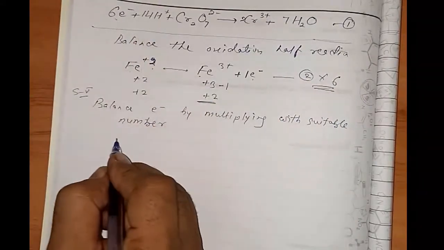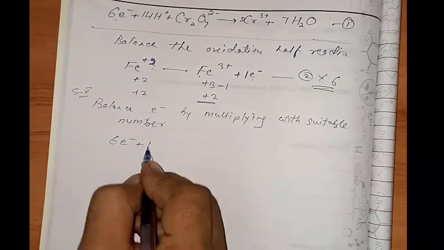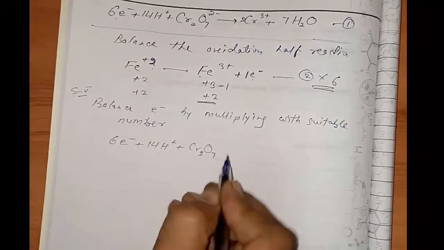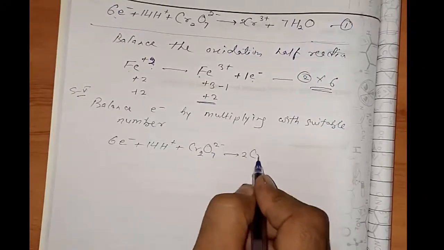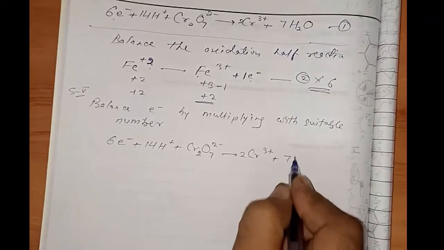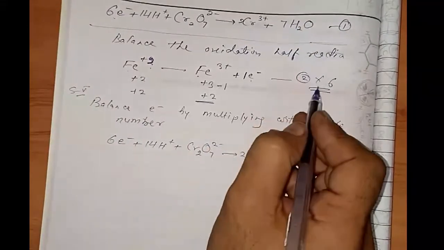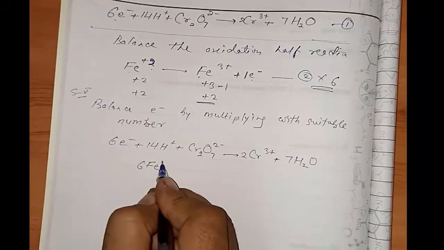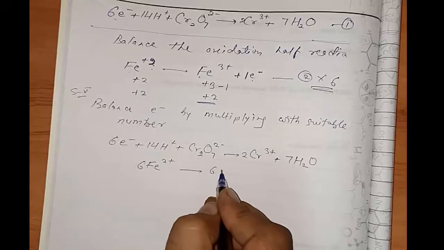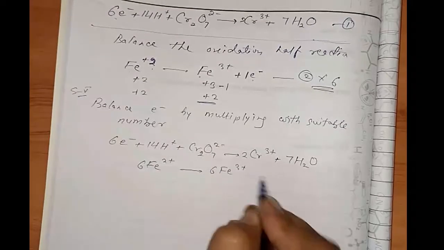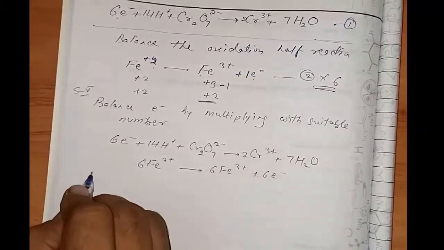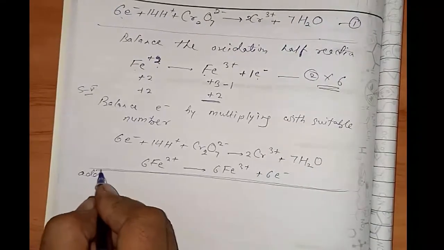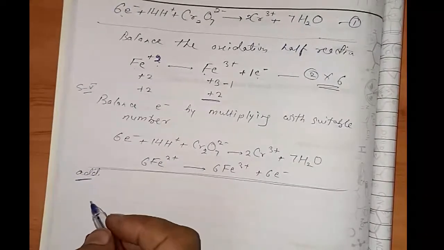So I write first equation first, plus 14H+, Cr2O7 2-, gives 2Cr3+, 7H2O. Now I multiply this equation with 6 and write again. It will become 6Fe2+ gives 6Fe3+ plus 6 electron. Now we have to add these two equations.